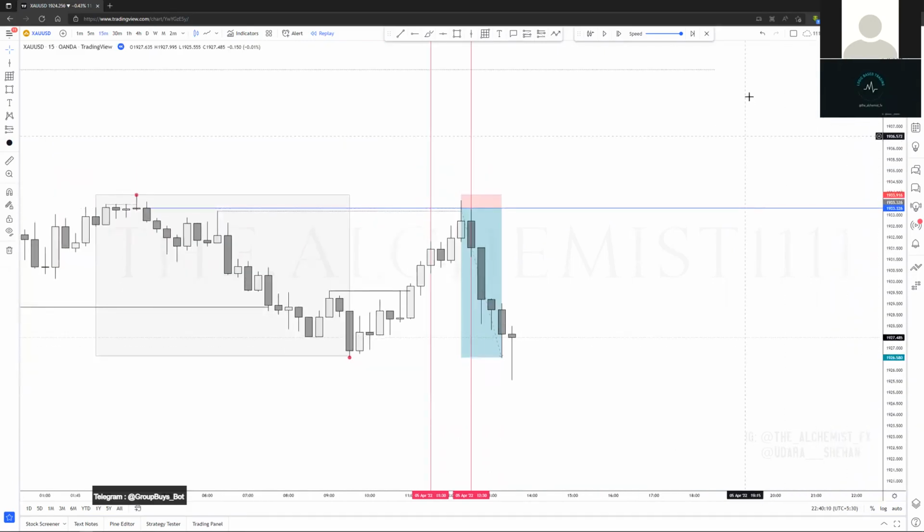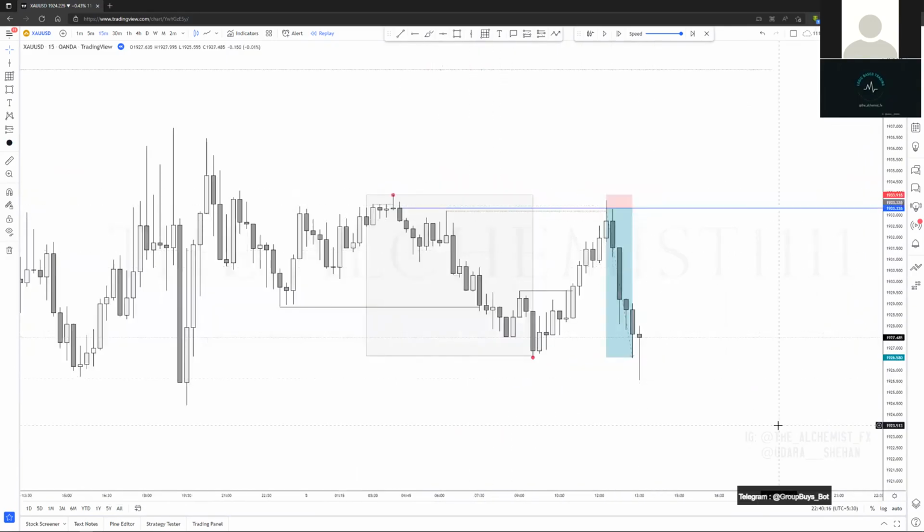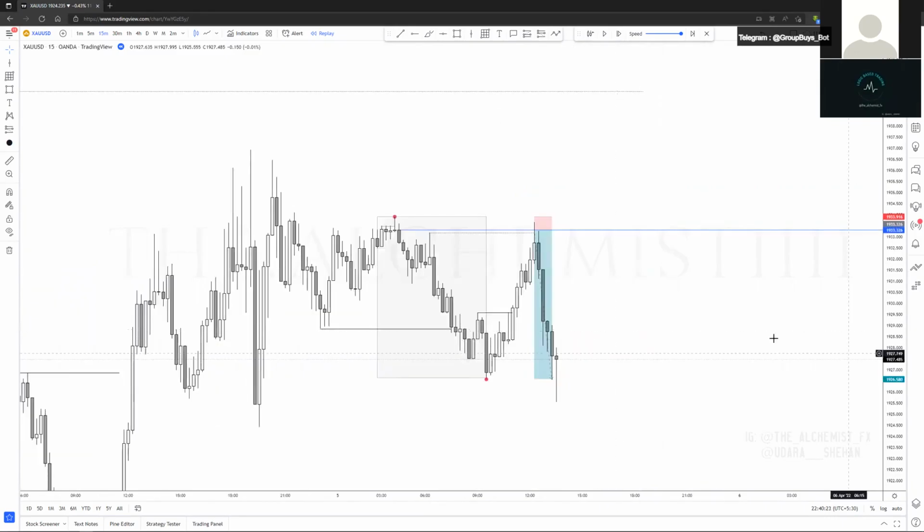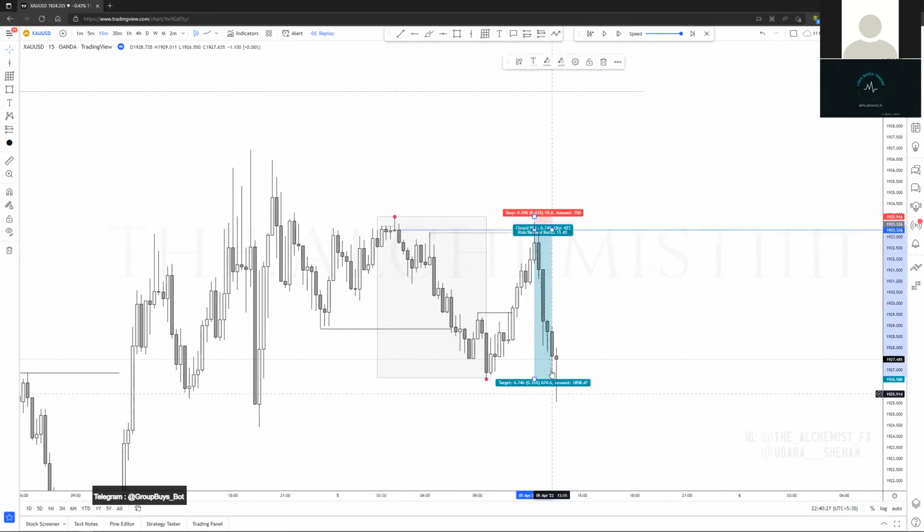Just think of it. Once you get consistent with a setup like this, the only thing you have to do is increase the lot size once you're confident. Just one setup like this and you're done for the whole day. You can do the challenge with just one trade. This is all you need.